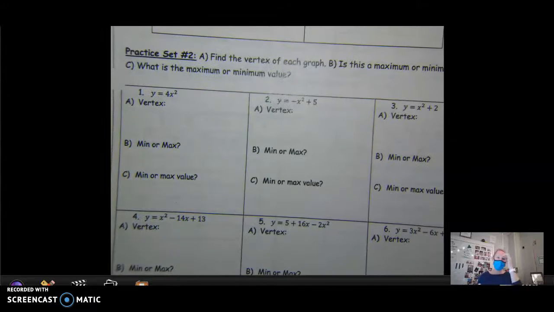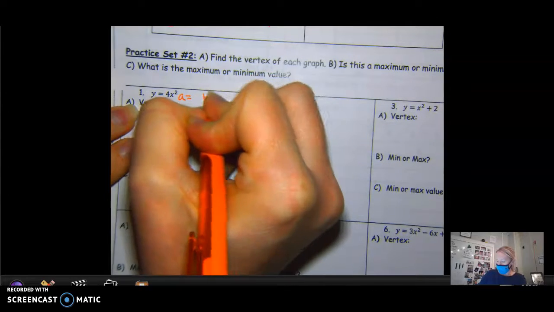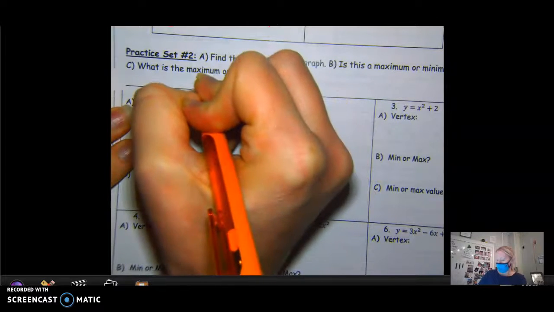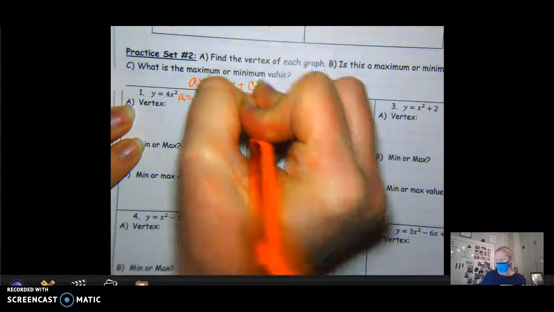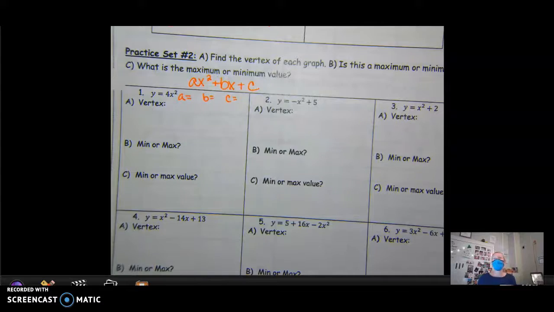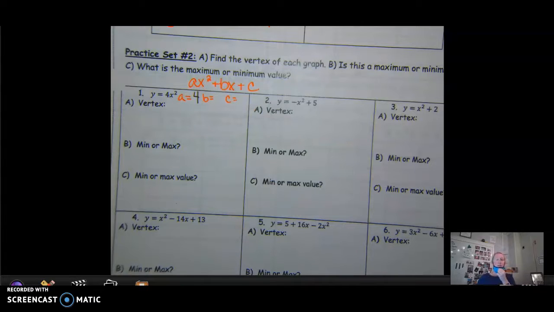So, let's go down here. We are going to find the vertex on number 1, number 2, and number 3. So to do that, you have to list out your A value, your B value, and your C value. Now remember, it is in the form of ax squared plus bx plus c. So A is in front of the x squared. What would my A value be on this one? What is the number in front of the x squared? 4.